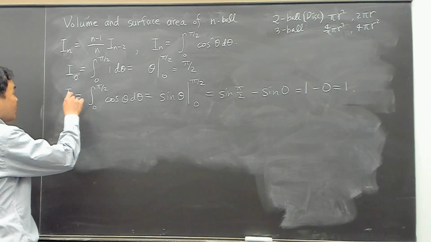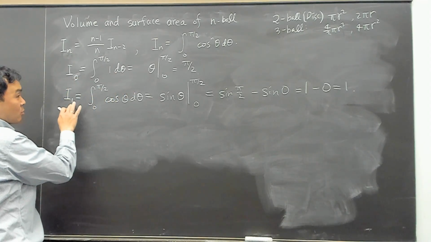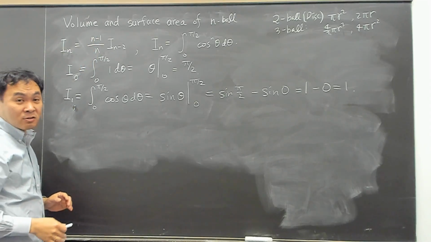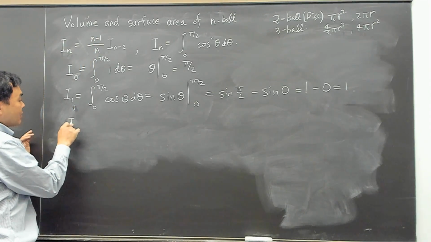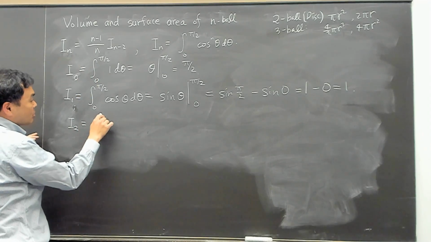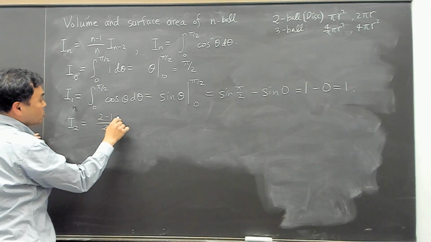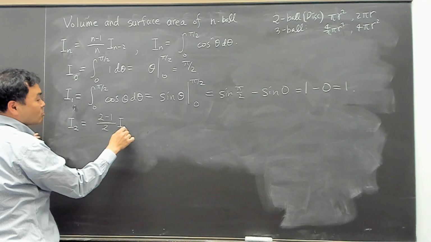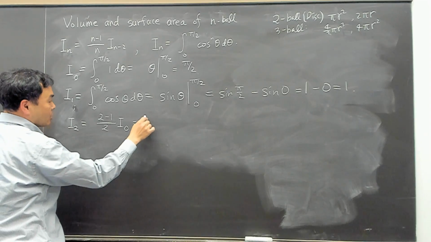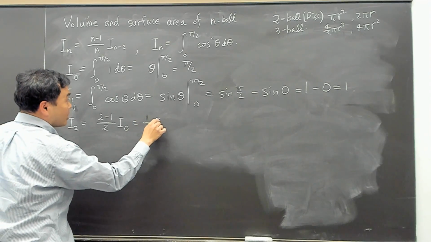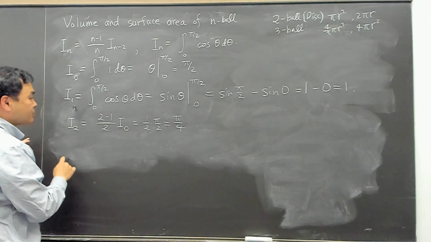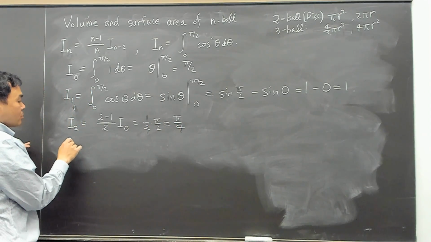Okay, so at least this is what we have. We have I0 as pi over 2, I1 as 1. And then after this, we can just use this recursive relation. So for example, if I have I2, it's going to be, according to this formula, (2 minus 1) over 2 times I of 2 minus 2, which is I0. And because I0 is pi over 2, you get 1 over 2 times pi over 2, which is pi over 4.